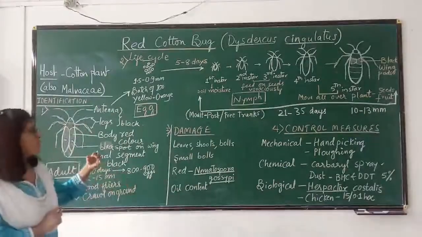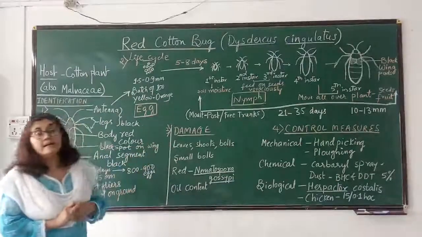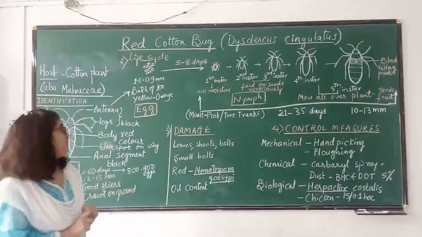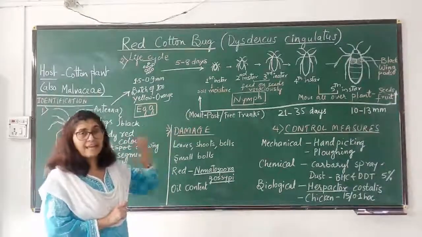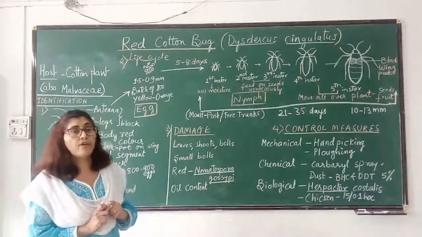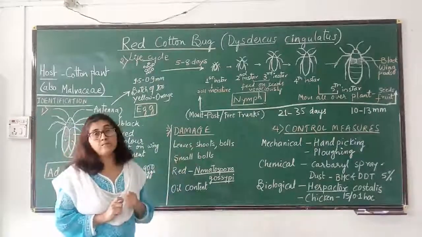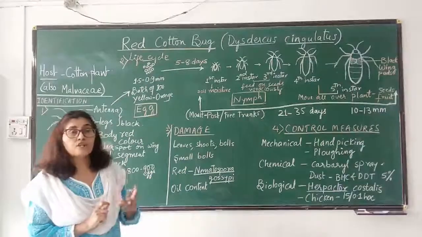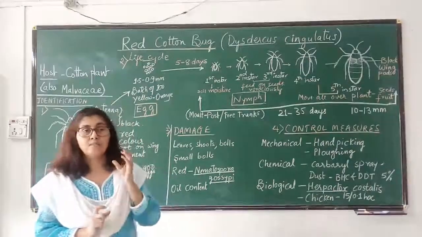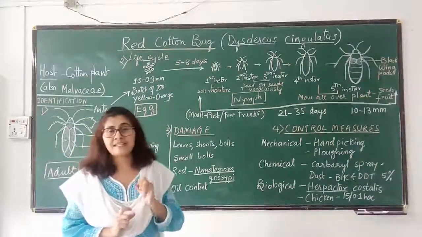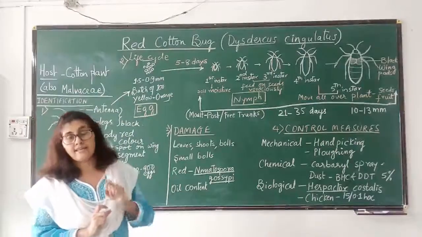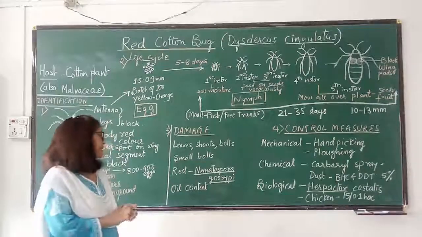Now we move on to the next point, and that is damage caused by red cotton bug. Both the nymph as well as the adult feed on the sap of leaves, shoot and balls of cotton. Because of this, the plant shows stunted growth. The balls that are formed are smaller in size. The quantity of oil in the seeds also decreases.